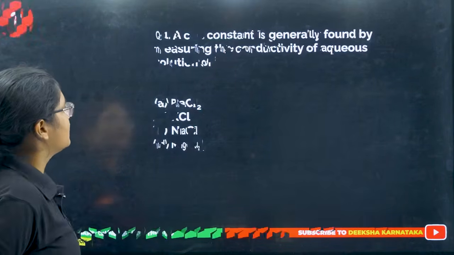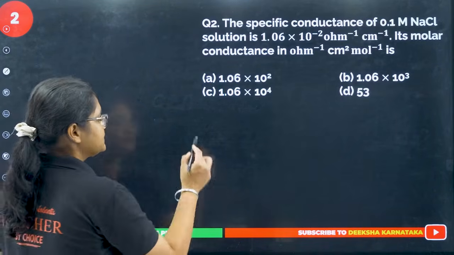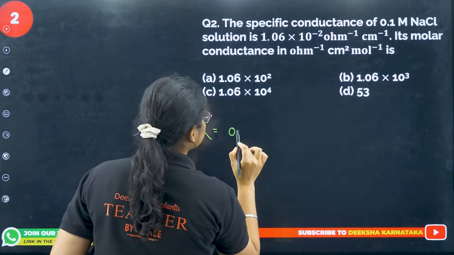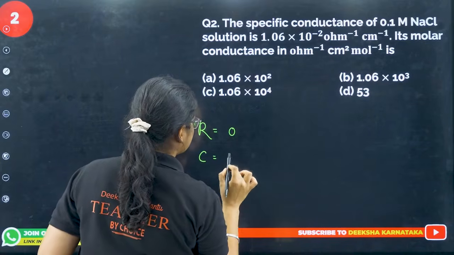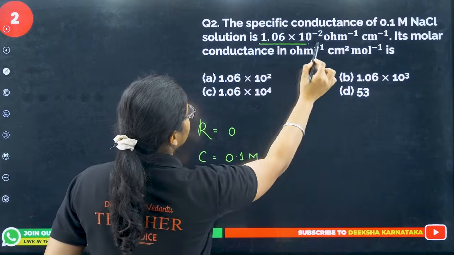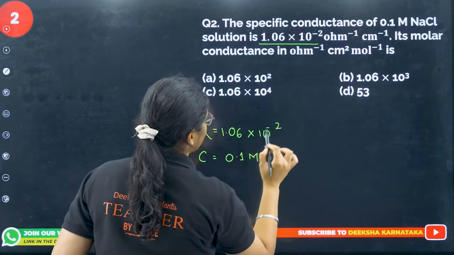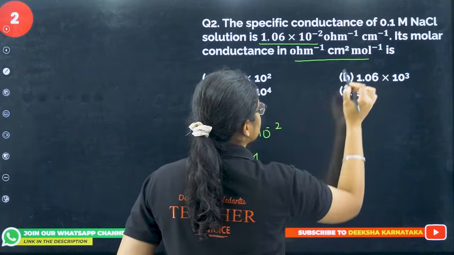Next, the specific conductance. Specific conductance means kappa, right? Sorry, the specific conductance of 0.1 M NaCl. So concentration is 0.1 M, and what is the value of specific conductance? 1.06 into 10 to the power of minus 2. Its molar conductance in ohm inverse centimeter square mole inverse.